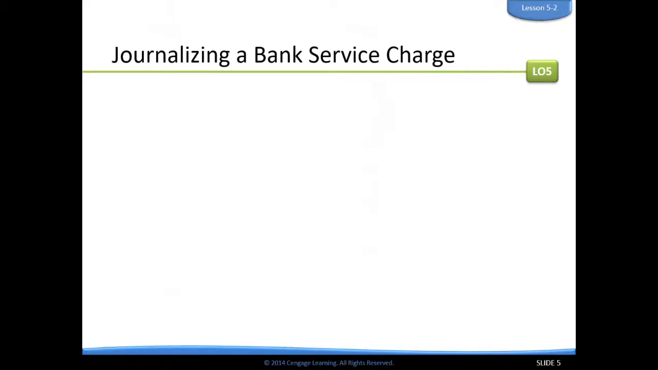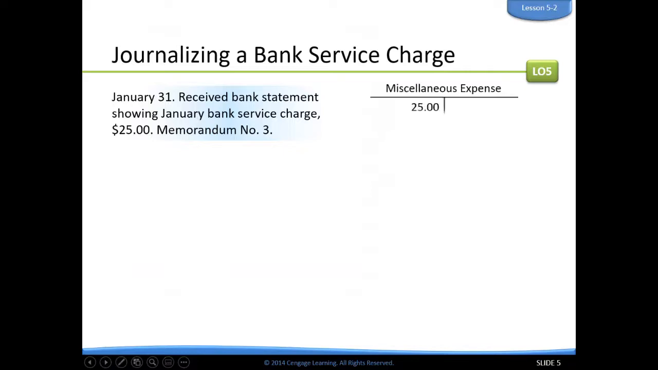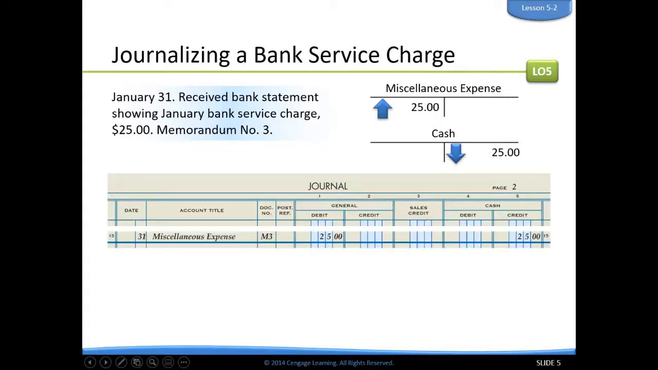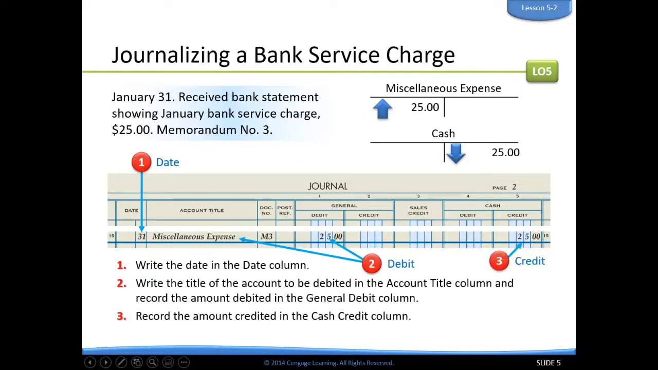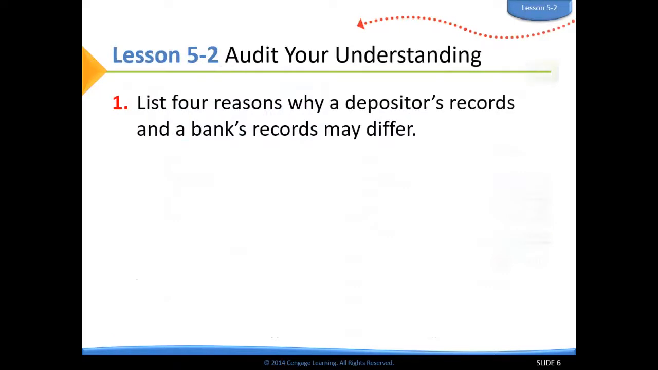Then we're going to go through journalizing it, just like it were any other kind of transaction. In this case, we're using miscellaneous expense for the bank charge. If you have a lot of bank charges, then it may have its own account. And then we record it: miscellaneous expense is a debit, cash coming out of our account is a credit, and we're just going to have a memo as our documentation. Okay, so let's go ahead and go through that.